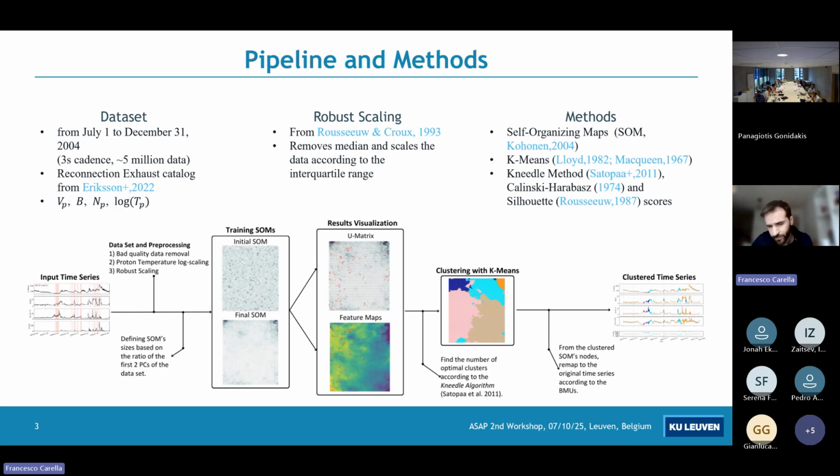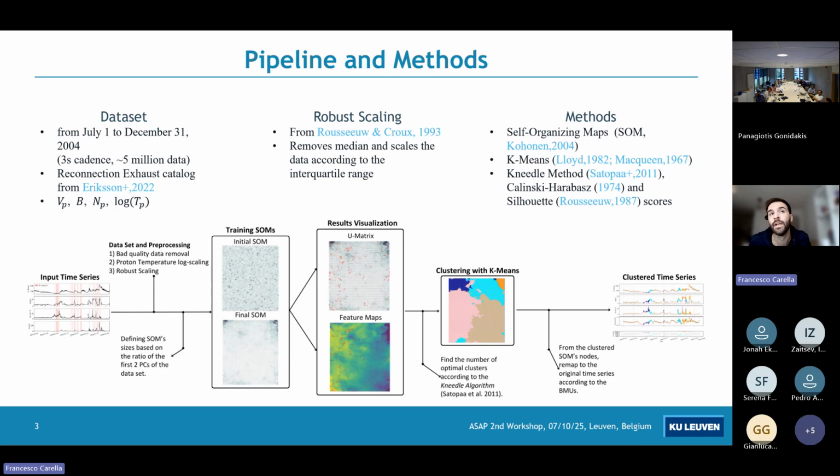So the pipeline is, as you can see on the screen, you have the input time series. Then we do preprocessing: we remove the bad quality data and robust scale the data. What is a robust scaler? It is a different type of scaler from the usual standard scaler, which removes the mean and scales to the variance. In this case, the robust scaling removes the median and scales the data according to the interquartile range.